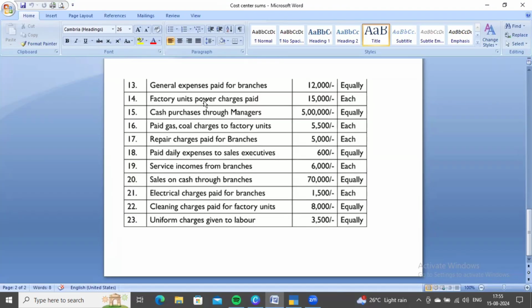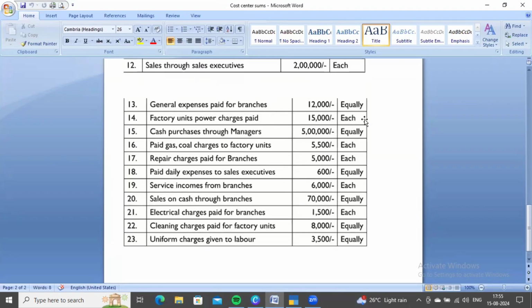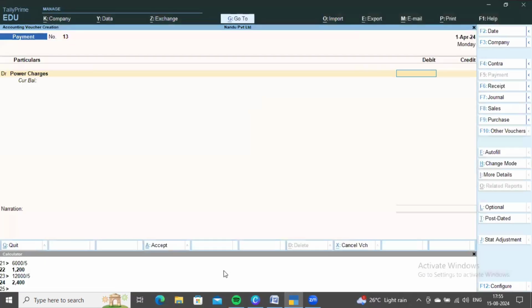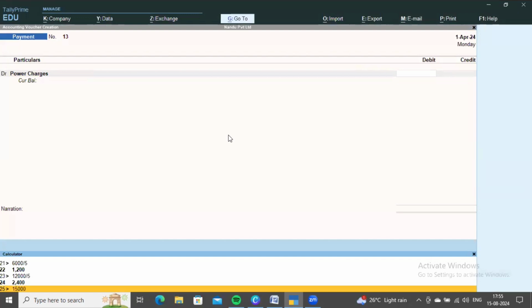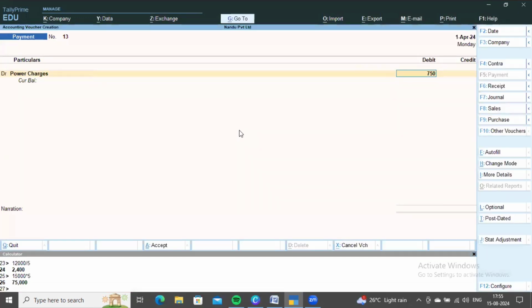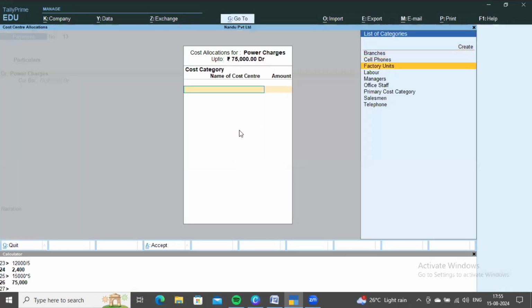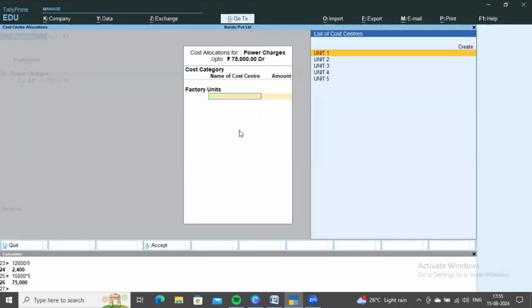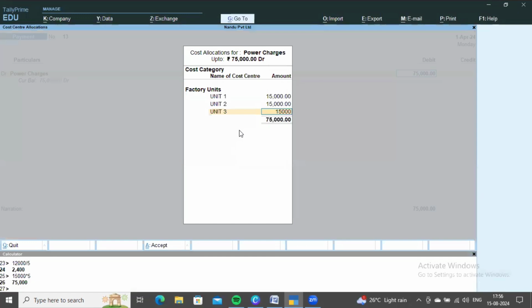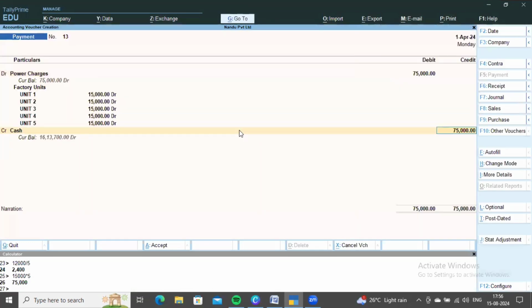And the total amount is 15,000 each. And there are 5 cost centers under factory units. So 15,000 into 5 is nothing but 75,000, right? 75,000. Select factory units and assign 15,000 to each unit, like this. And it is also a cash payment, right?